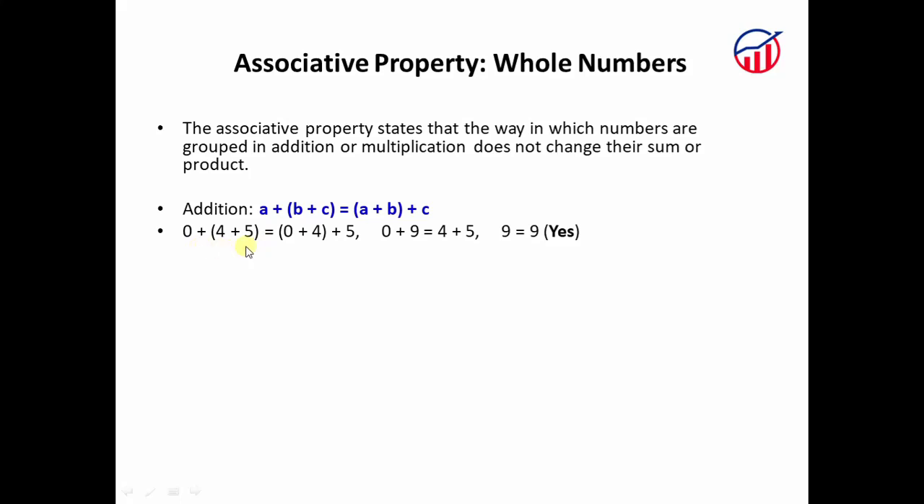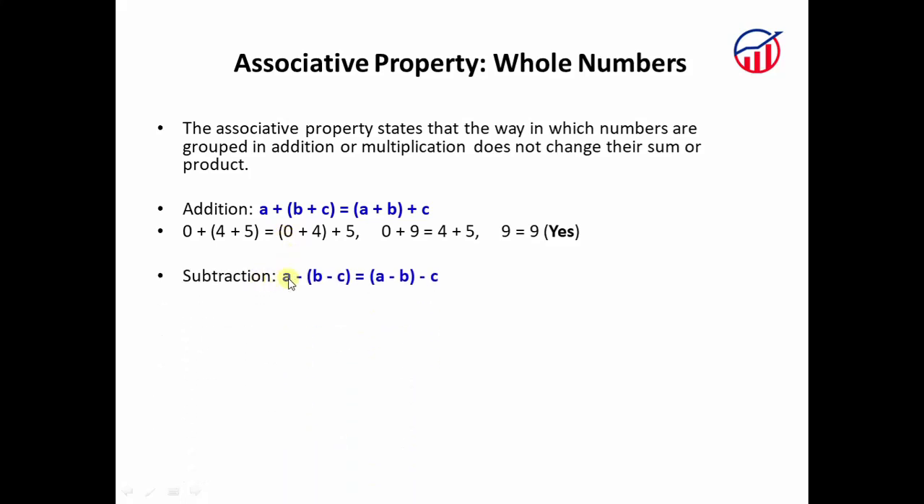Now to solve this, you need to always follow the BODMAS rule. If you are not clear about your BODMAS, you can check out the video on BODMAS. Make sure you follow the BODMAS steps. So first is bracket. On the LHS you'll have 0 plus 9, and on the RHS you'll have 4 plus 5. So you see LHS and RHS, 9 is equal to 9, hence the associative property holds true for addition.